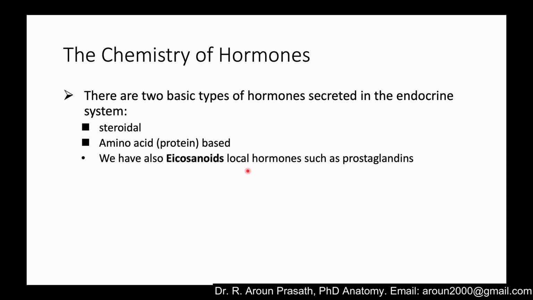Coming to the chemistry, these hormones are of two types. One is the steroidal type, and the other is the protein type, that is, the amino acid type. We are going to see what all these hormones are, and there are other hormones called prostaglandins, which come under eicosanoids. We will see that separately.